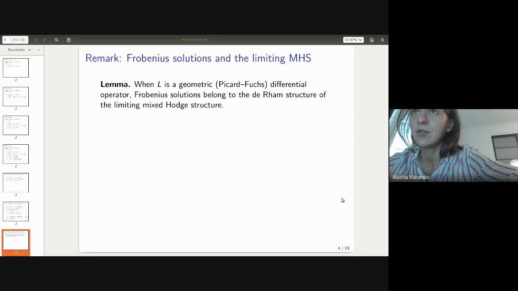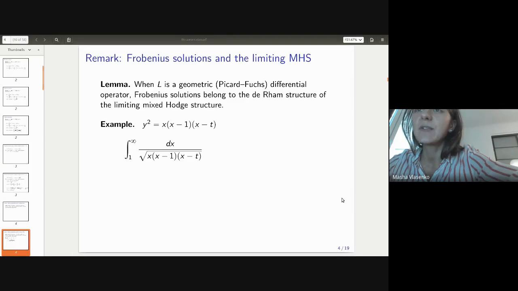What is the meaning of this rational structure? For geometric differential operators, there is a different rational structure consisting of period integrals or period function solutions. And these are two different rational structures. So the rational structure coming from the Frobenius basis is the de Rham structure of the limiting mixed Hodge structure. This is the reason why Frobenius solutions are interesting and why we care about them, maybe. But in my talk, we won't use this property directly. It's just a motivation. And let me show you an example.